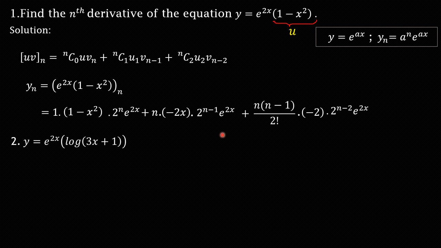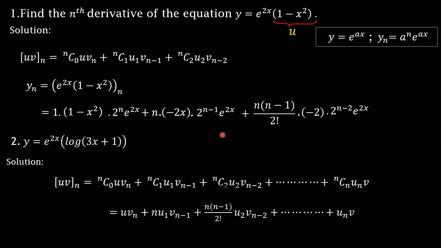Let me consider the next problem, that is to find again the nth derivative of the product of the two functions using the Leibniz rule itself. Over here the equation is e to the power 2x into log of 3x plus 1. Just make a note of it, students.